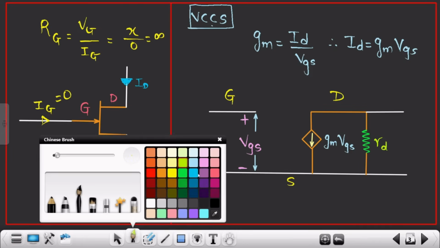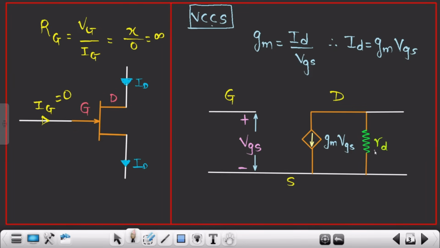So let me write over here. This is nothing but a dynamic resistance. Okay, so this is dynamic resistance, right? This is the current ID. Okay, this is the input voltage VGS.